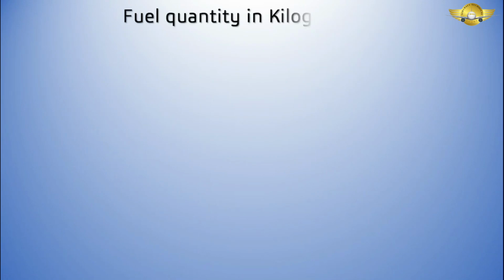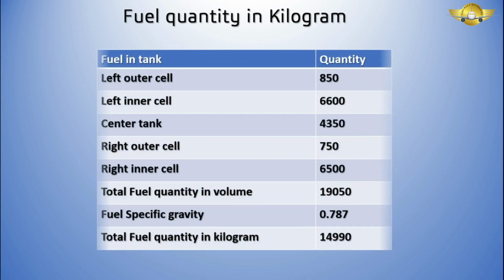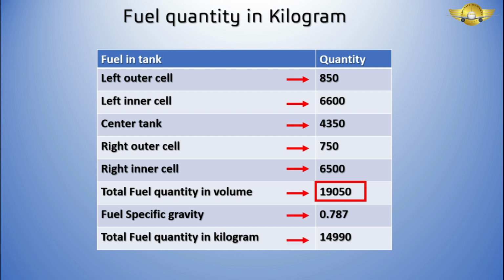Fuel quantity in kilograms. The last step of the MLI procedure is to calculate the fuel tank quantities. We have calculated all tank fuel quantities. Now sum up all fuel tank quantities. Total fuel quantity in volume is 19050. Multiply the total fuel quantity in volume with the fuel specific gravity and the resultant fuel quantity will be in kilograms, and this will be the total fuel quantity on board of the aircraft.